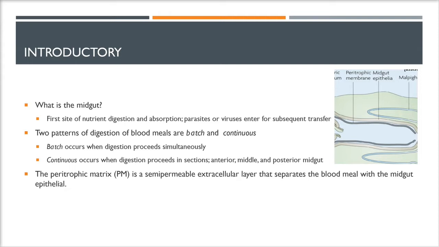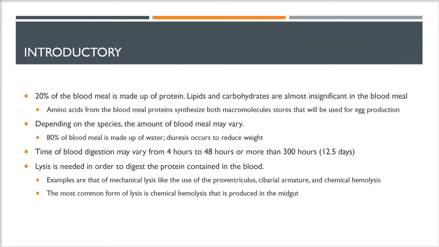Blood meals are normally separated from the midgut epithelial, where digestion and absorption happen, by an extracellular layer known as the peritrophic membrane, or PM. This membrane is thought to protect the insect from outside intruders that may have slipped inside, abrasions, and poison, and to ease the process of digestion. The majority of the blood meal is made up of proteins. The rest is considered water weight.